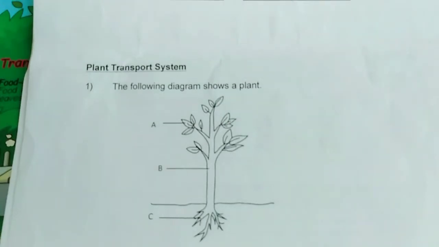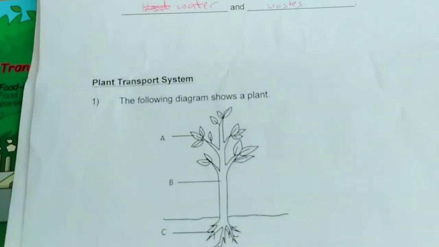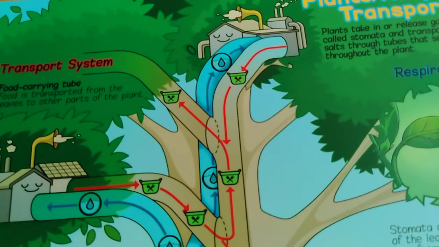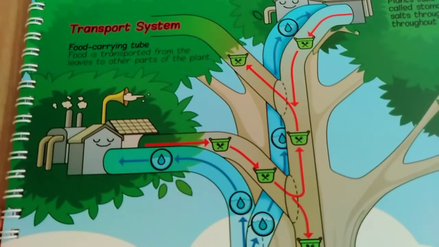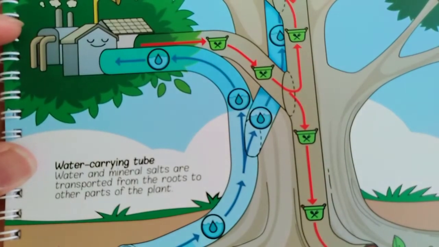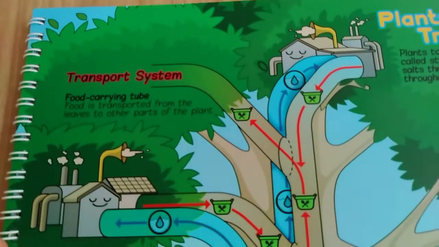Alright, now before we go on to the correction for the transport system questions, let's always revise the topic before we begin. So do have your doodle book out with you, okay? And you should have read this before. So for the plant transport system, for instance, we can understand it from the diagram here.